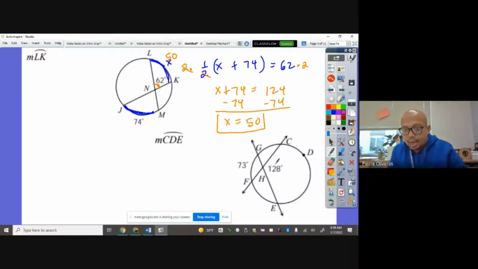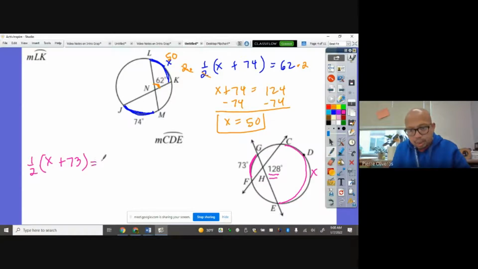Next, I have here the measurement of arc CDE. That's what we're looking for. CDE is right here, this one here. And we know the angle formed by two secants is 128, and this one here is 73. So I'm going to add the x and the 73 multiplied by half. The answer must be 128. So again, we are multiplying everything by 2. So this cancels out, x plus 73 equals 128 times 2, which is 256, subtracted by 73.